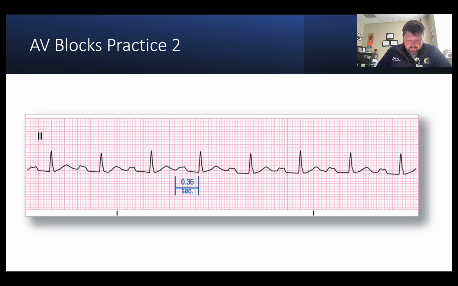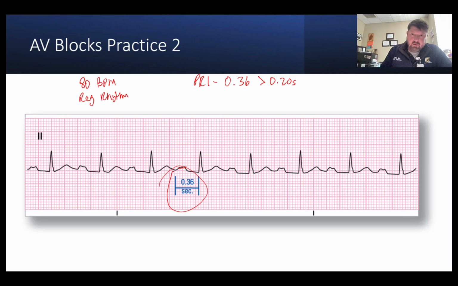The second one. So again, it looks like we've got a P wave for every QRS and a QRS for every P wave. We've got an atrial and ventricular rate of 80 beats per minute. We've got a regular rhythm. And we've got normal upright looking P waves. They're a little notched, but we're not looking for that right now. But look at our PRI. Our PRI is 0.36 seconds, which is greater than 0.20 seconds.